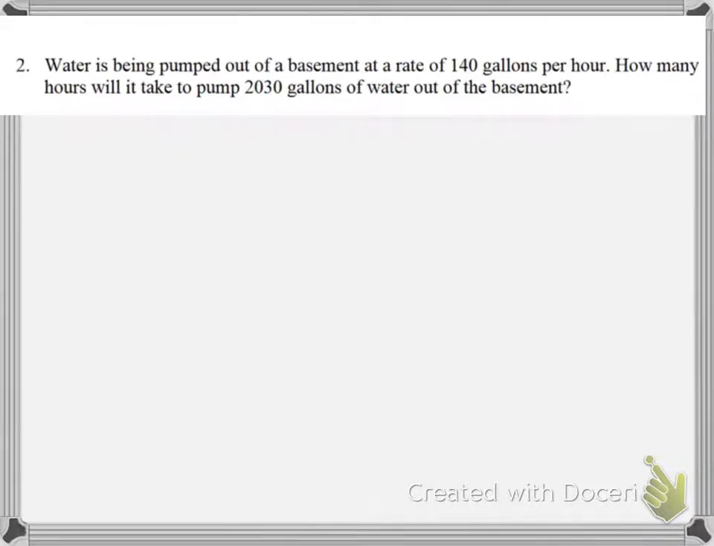It says water is being pumped out of a basement at a rate of 140 gallons per hour. Remember, I'm going to underline or circle things that seem important. Then it says how many hours, that's my variable, I'm going to call it X, how many hours will it take to pump 2,030 gallons of water out of the basement?